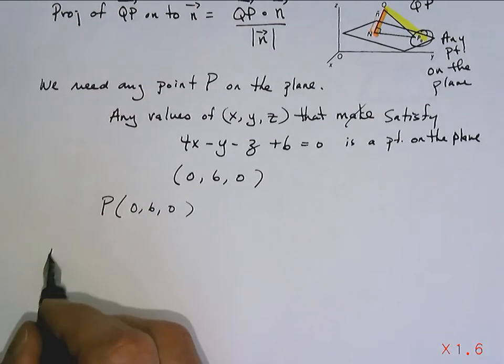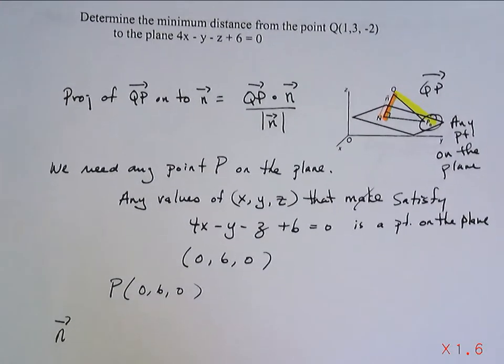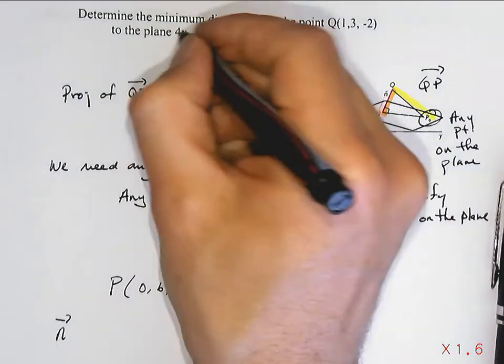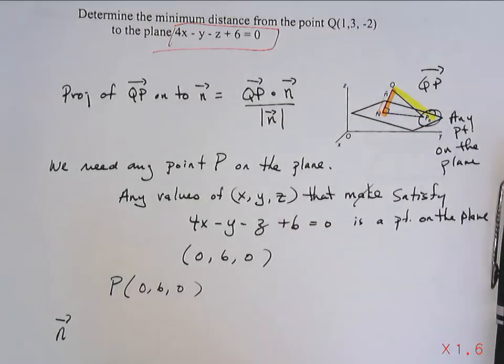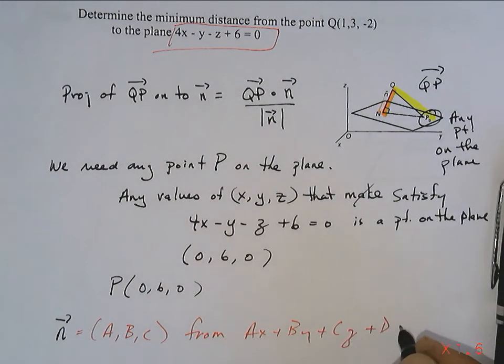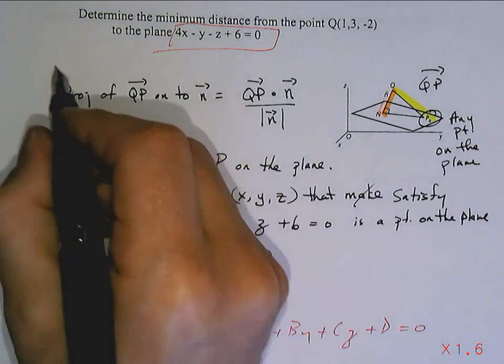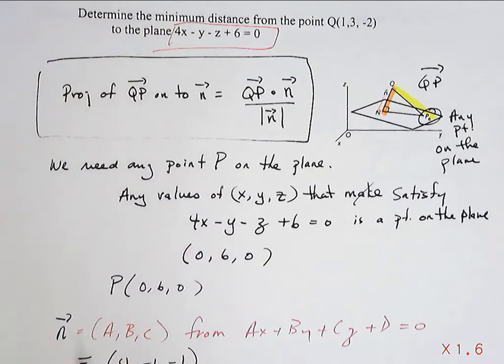All right, now I need the normal. Need the normal of what? I need the normal of the plane. Well, how are you going to do that? I'm going to use the equation of the plane. The normal is A, B, C from Ax plus By plus Cz plus D equals 0. So your normal is going to be equal to 4, negative 1, negative 1. Let's go back to the formula. Can you see that? Yeah, you can see that.